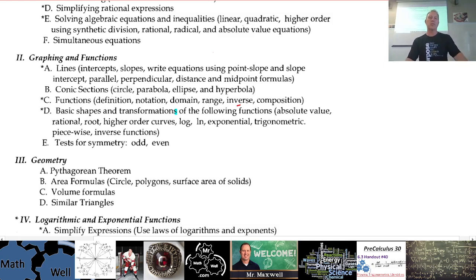Functions, we're going to spend a lot of time reviewing functions and using functions. Functions are pretty important to understand. We'll go over those today. Basic shapes and transformations. We spent a lot of time in transformations in pre-calculus 30. Tests for symmetry. We haven't talked a lot about this, but this is pretty easy. We'll get into this in this course.